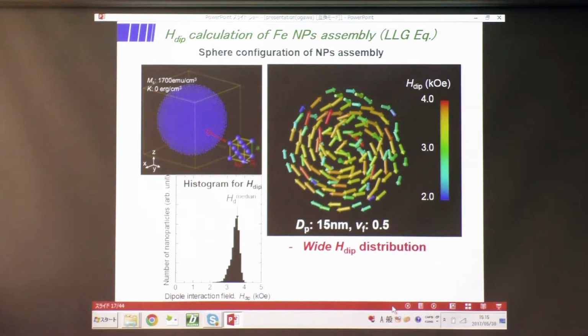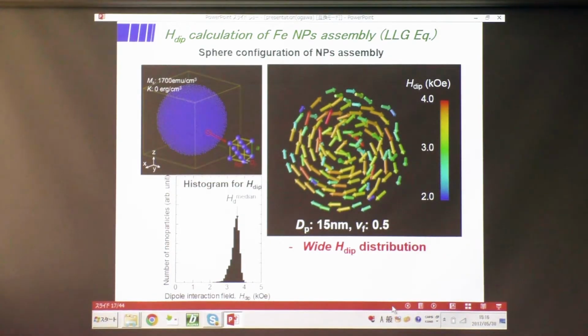And we also calculated the dipole field inside the nanoparticle assembly using the LLG equation. We assumed a spherical configuration of the nanoparticle assembly like this, and the blue spheres express the iron nanoparticles. And we estimated the dipole interaction field. Very interestingly, the dipole interaction field has a wide distribution from 2 kilo-oersted to 4 kilo-oersted, like this.